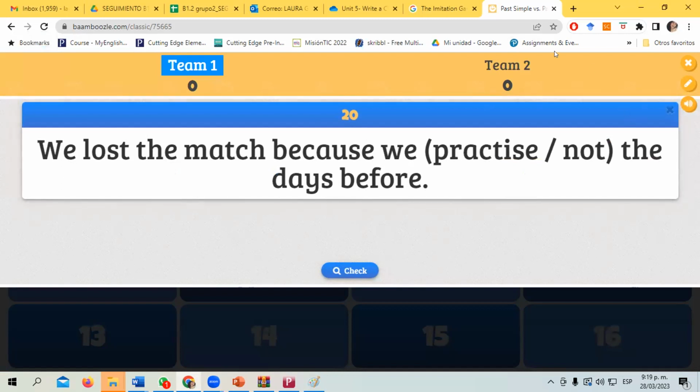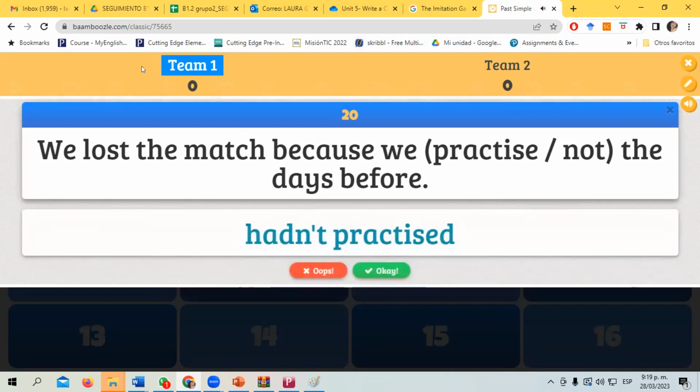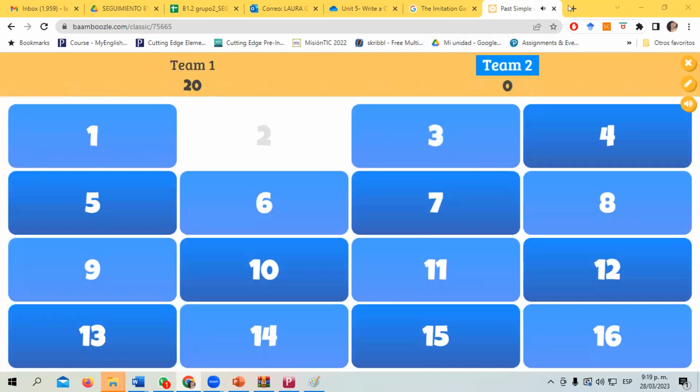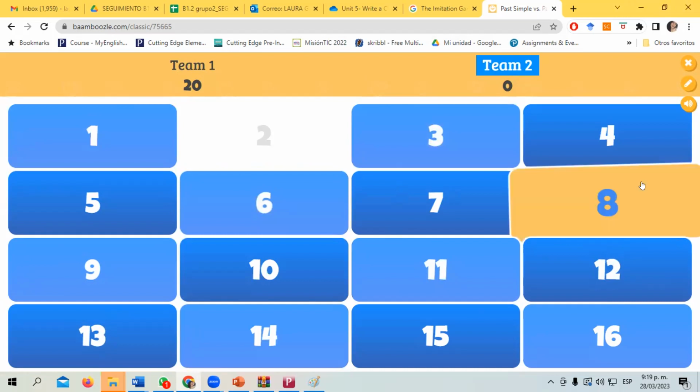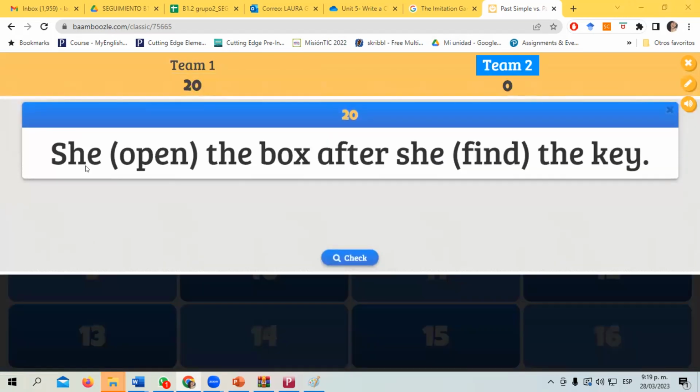We lost the match because we hadn't practiced the days before. Very good. We hadn't practiced the days before. Great. Let's continue with the second group. We have maybe Manuel. Choose a number, please. Yes, teacher, number 8. Number 8. She opened the box after she had found the key. Very good.